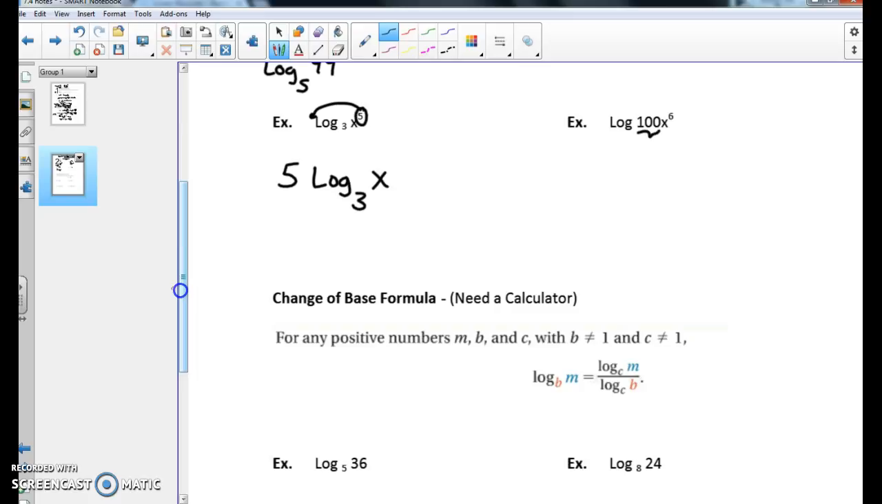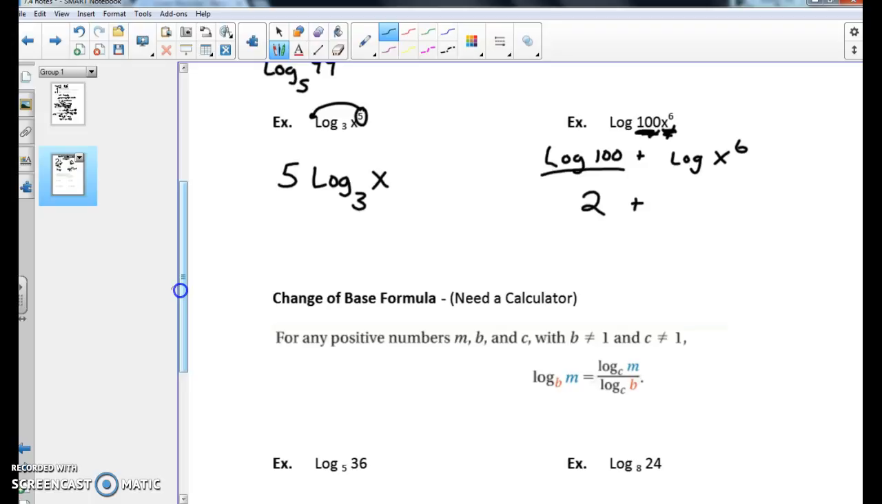Notice here, guys, product property. That's the first thing I want to do: split up this 100 and this x to the 6th. So log 100 plus log x to the 6th. Again, I just separated because they're being multiplied up here, so I separated with addition into two separate logs. That is advantageous for us because hopefully you notice log 100, the base 10 gets you to 100. That's going to simplify to just 2.